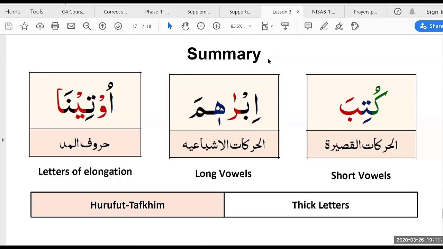Can I request the ST to choose a person? L212. L212. Assalamu alaikum. Wa alaikum assalam wa rahmatullah. Yes, you raised your hand. What was the question? Actually, I forgot. The letters which carry a fatha, a kasra, or a dhamma.